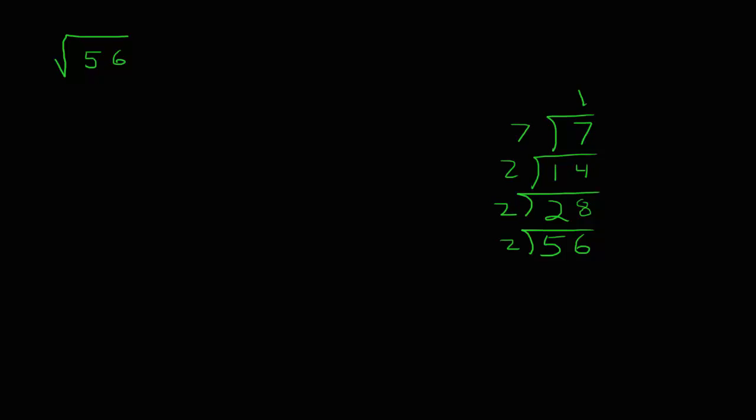So my prime factorization for 56 is 2 times 2 times 2 times 7. Now I'm looking for pairs, and I have one pair. I have two 2's, so one 2 comes out of the radical. And then I have two numbers that did not pair up. I have the 7, and I have one more 2. That 2 didn't pair up, so we are left with the square root of 2 times 7 underneath the radical, and that simplifies as 2 times the square root of 14.